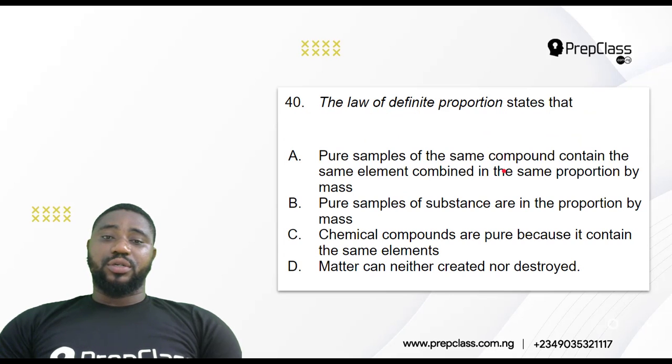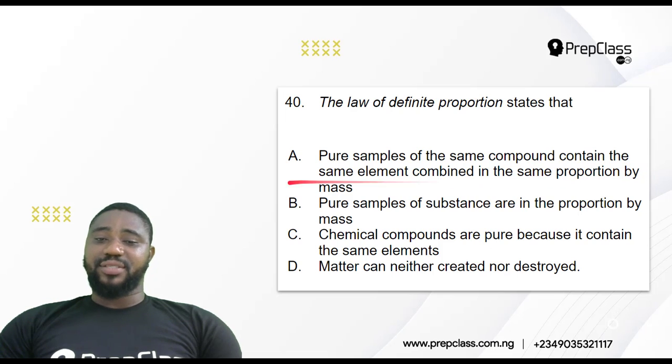40. The law of definite proportion states that, is it that pure samples of the same compound contain the same elements combined in the same proportion by mass? I think I've seen my answer. Is A, definitely. Is it that pure samples of substances are in proportion by mass? No. Matter can neither be created nor destroyed. That's the law of conservation of matter.